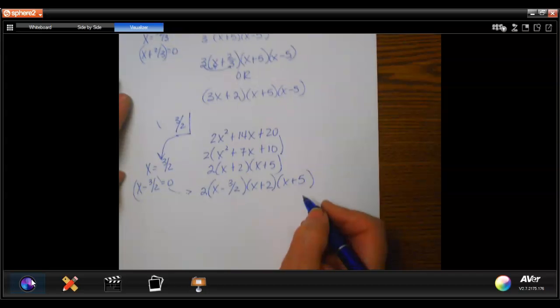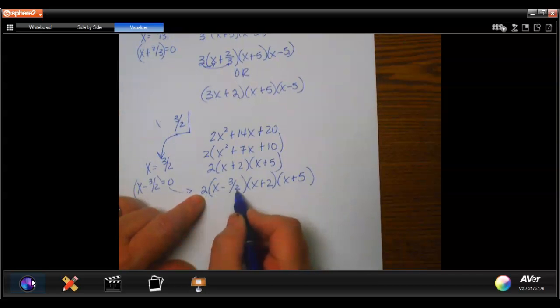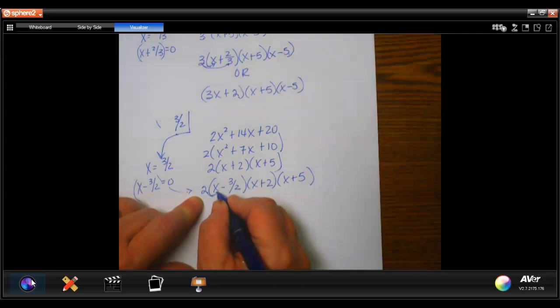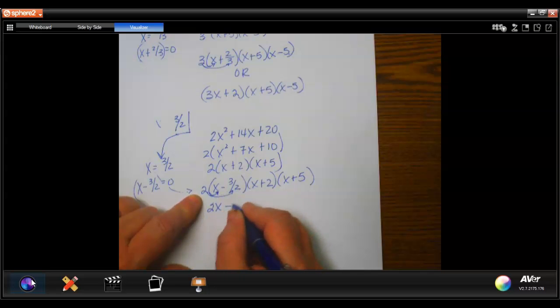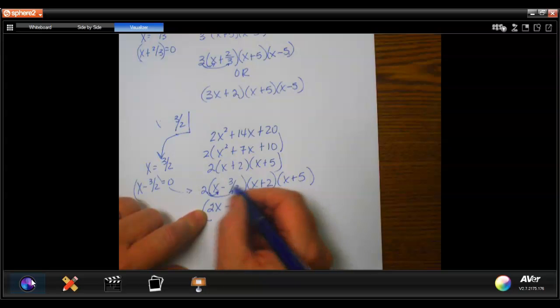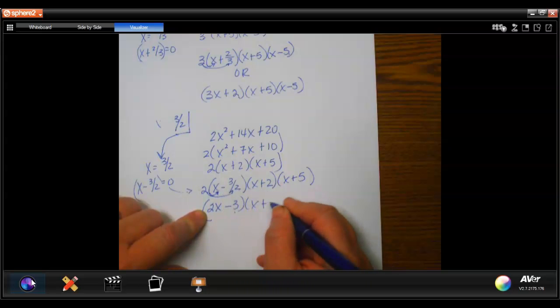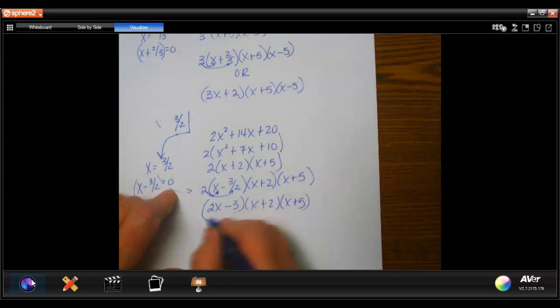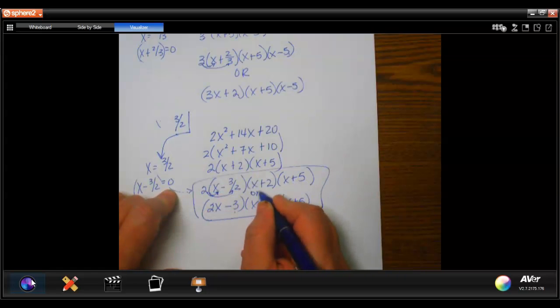But I can multiply this 2 through to get rid of this fraction, and only multiply it through one parentheses. So I have 2x, and 2 times negative 3/2 is minus 3. But once you multiply it through, then I've got this factor instead of those two factors. And I would accept either one of those.